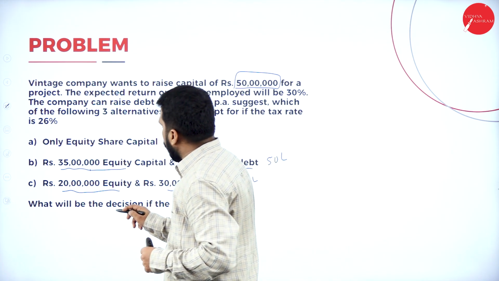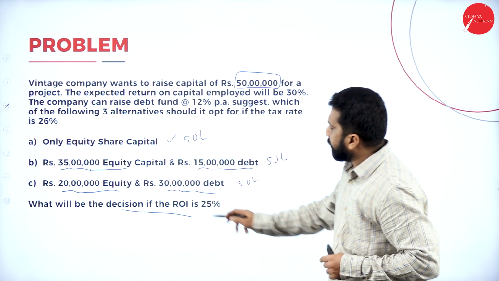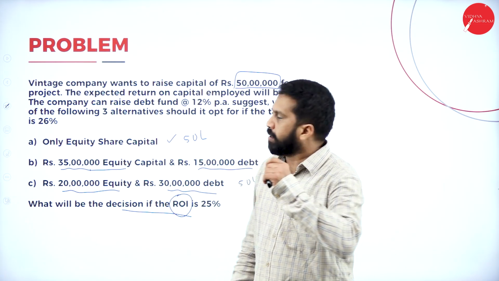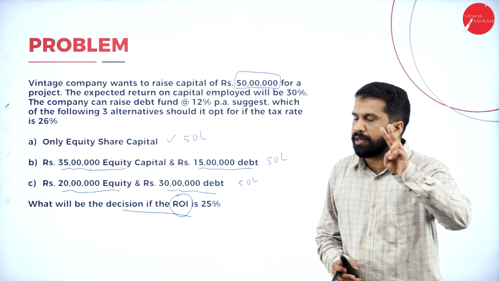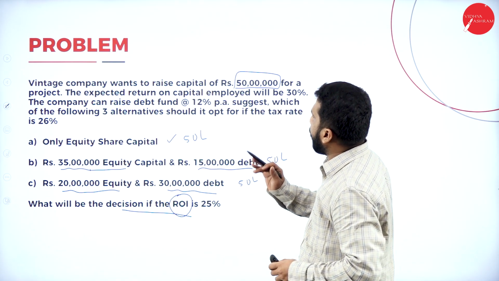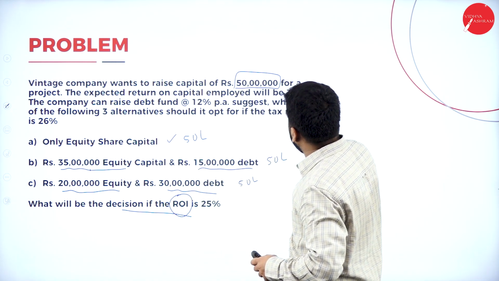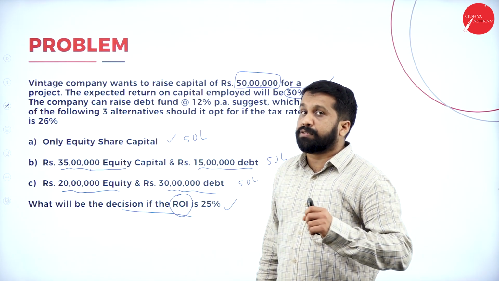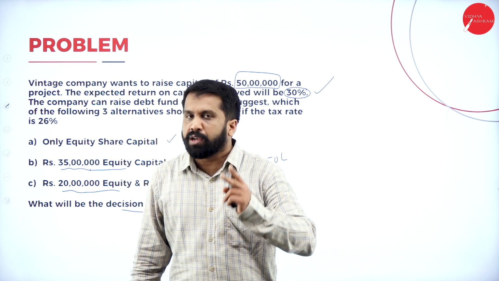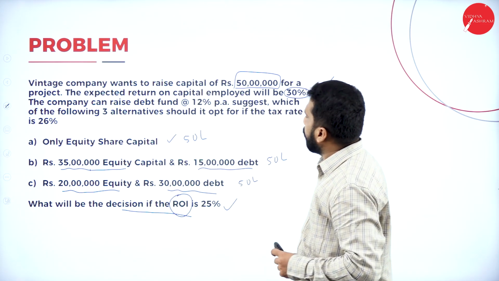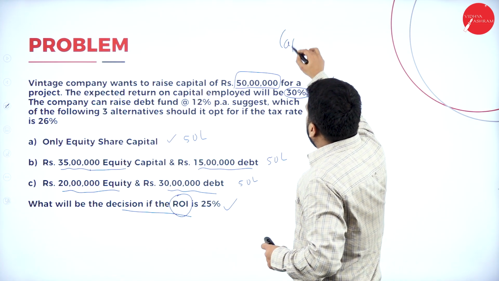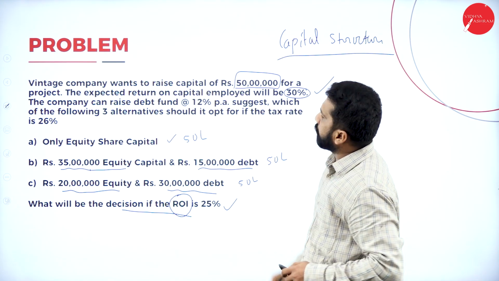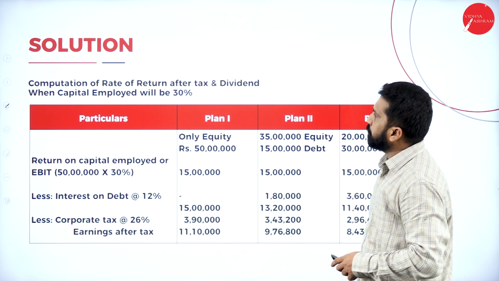Now, last one, what will be the decision if the ROI, return on investment? What is ROI? Return on investment. So, you have to do 2 problems here. One is, if your ROI is, how much have they given? 30%. One problem. If your ROI is 25%, that is problem number 2. Hope you are clear. 2 times we are supposed to do. Now, these are nothing but your capital structure.